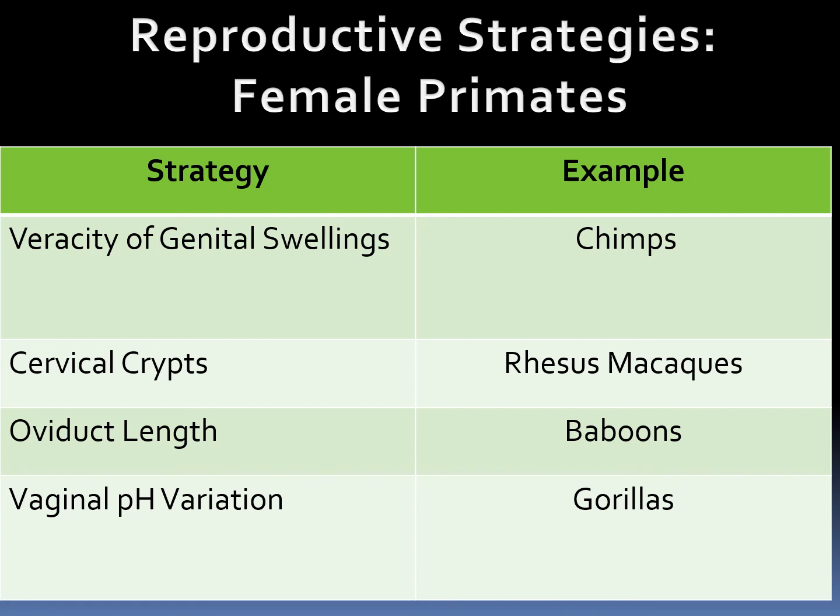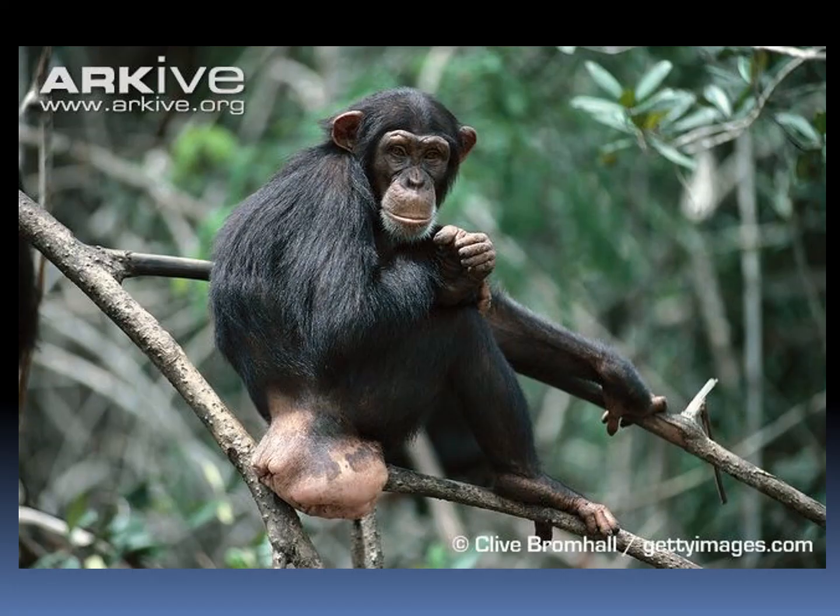You even have vaginal pH variation in gorillas, right? If a female gorilla is being mated with by a male that she does not want to mate with, her body can alter the pH in her vagina, which will kill off the offending rapist's sperm. So this is just showing you some of that genitalia swelling in a female chimpanzee. It can get fairly exaggerated.